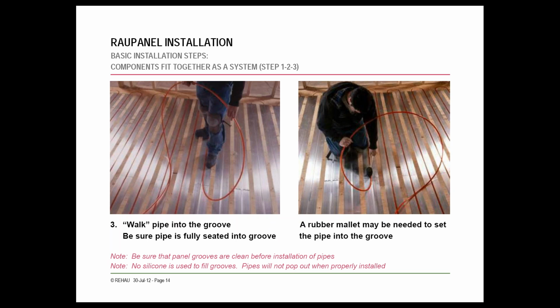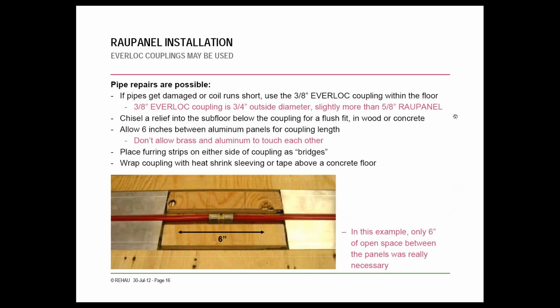And then after you get it all laid out, you simply go back and walk the pipe into the grooves. You may need to hit it with a hammer, or some guys will strap some scrap wood pieces to the bottom of their shoes and walk over it to really get it down, set into the grooves and flush. You can make repairs if needed, if it gets cut during construction or whatnot. Simply just cut out the piece in question and connect it with an Everlock coupling here.